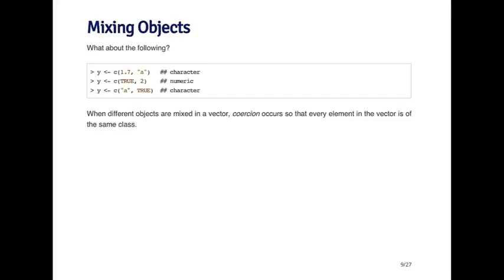So you need to be a little bit aware of the types of coercion that can occur in R when you mix different types of elements in a vector, because you won't get an error, but the coercion will happen behind the scenes.